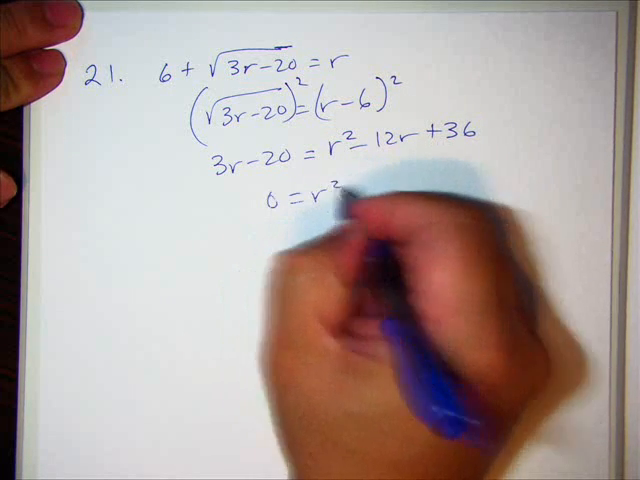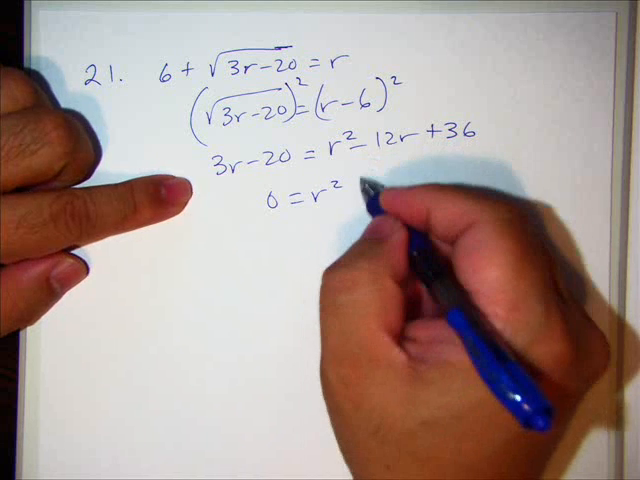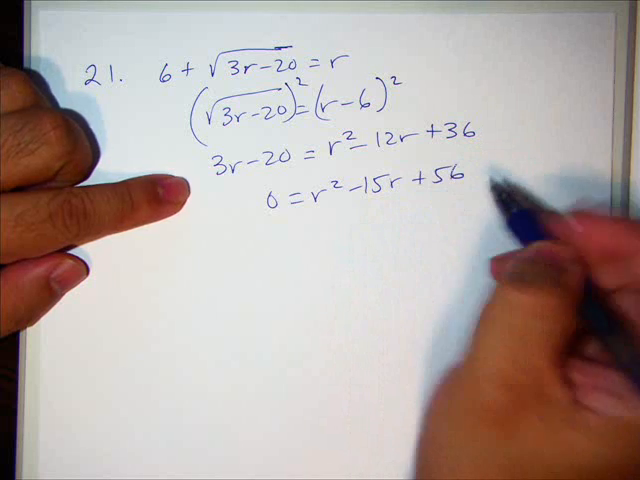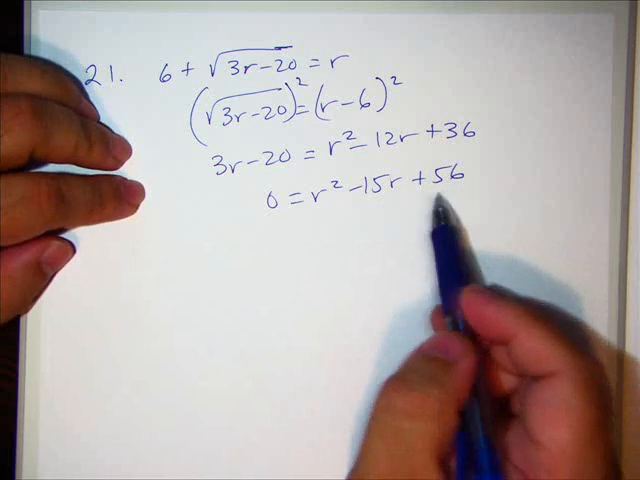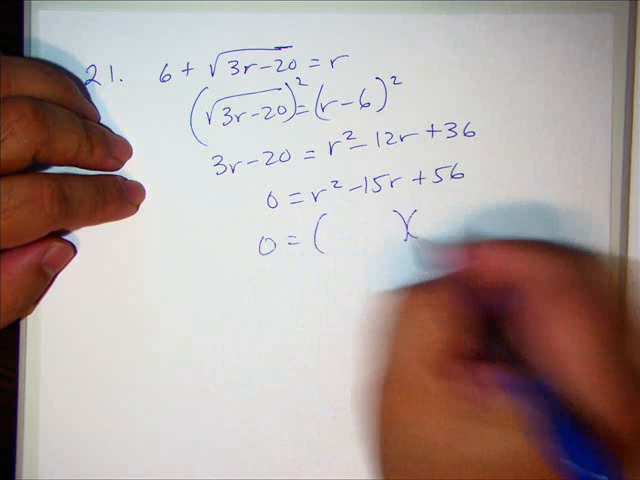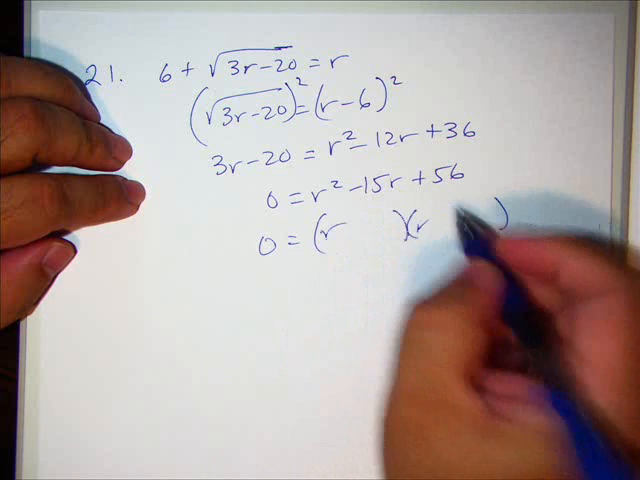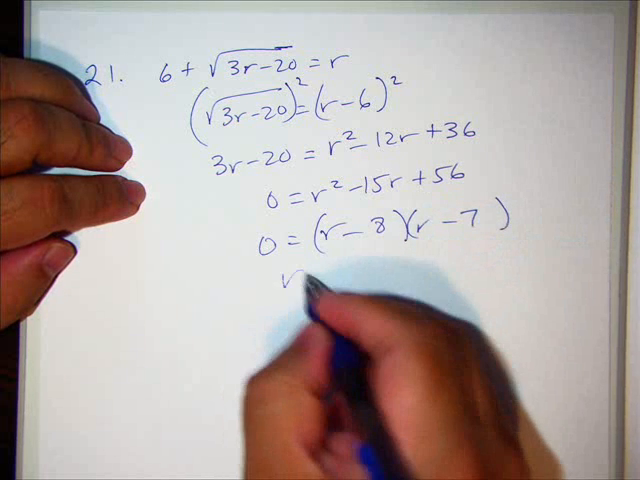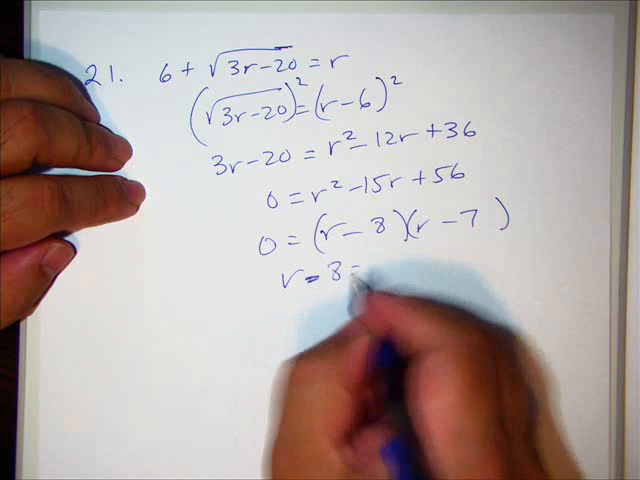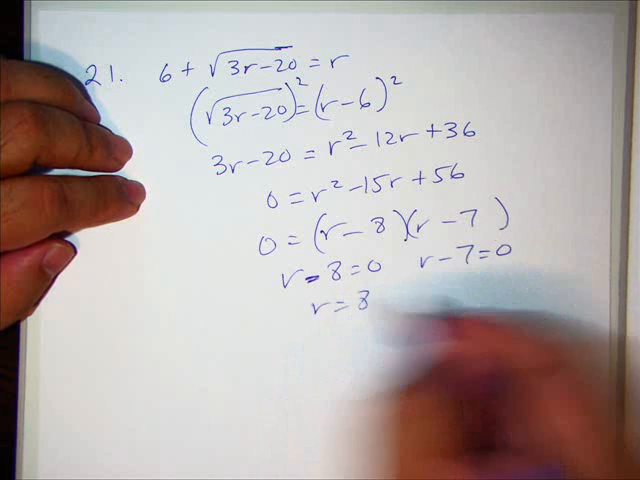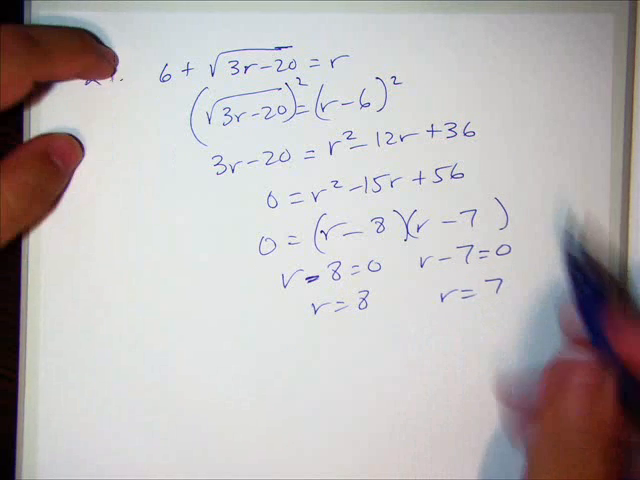Move everything to the right. That's going to be what? Minus 15R plus 56. What are the factors of 56 that combine to make negative 15? Negative 8, negative 7. So that gives me R minus 8 equals 0 and R minus 7 equals 0. That gives me R is 8 and R equals 7.